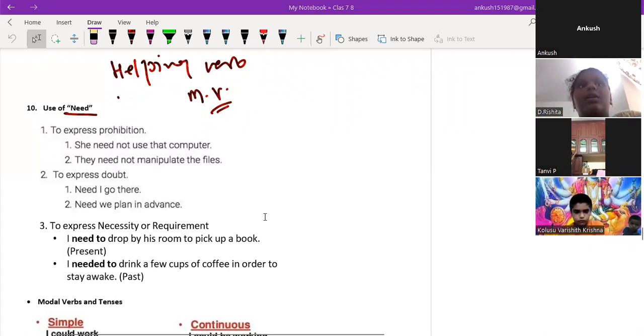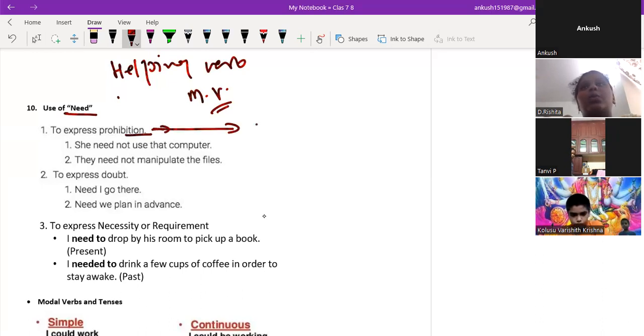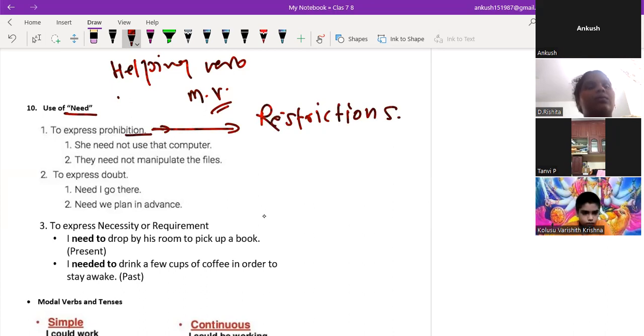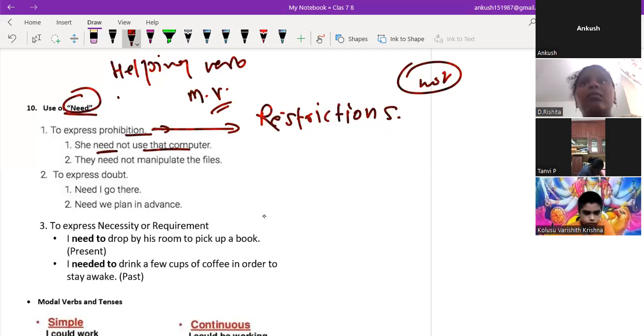Now, need is used to express prohibition. Prohibition means restrictions. So "she need not use that computer." See, need is used singly, but if you put "not" after that, it will become negative. Are you getting? So suppose you have to restrict something, after need you must use not. They need not manipulate the files.